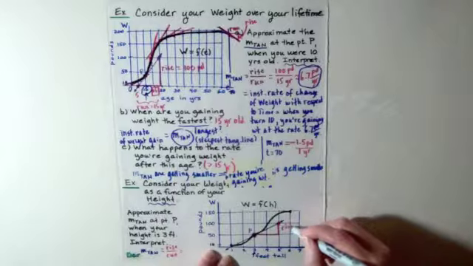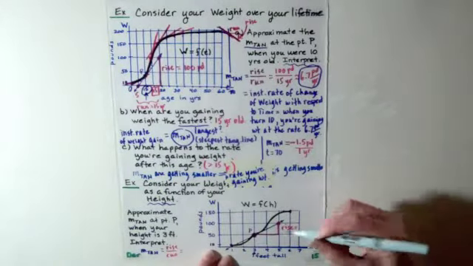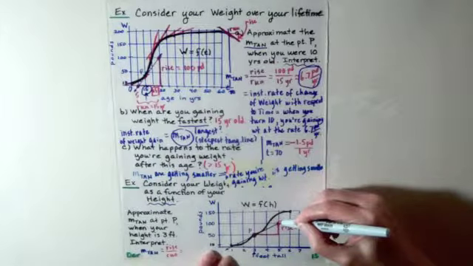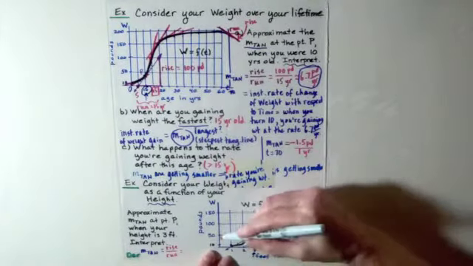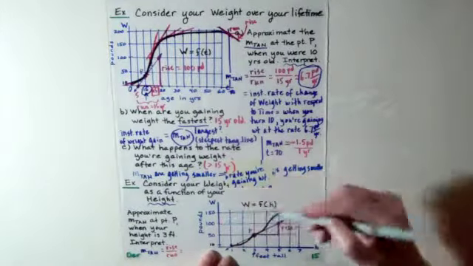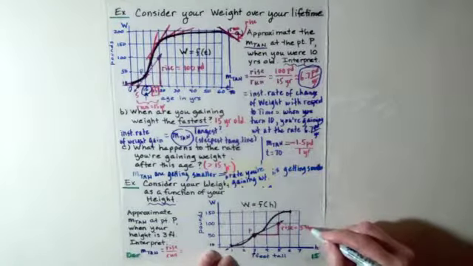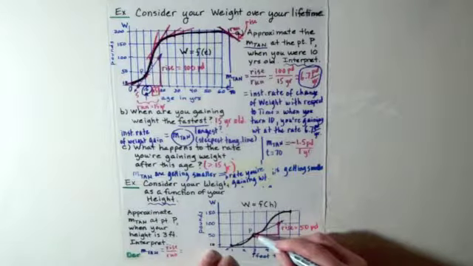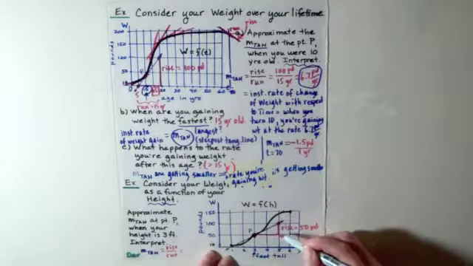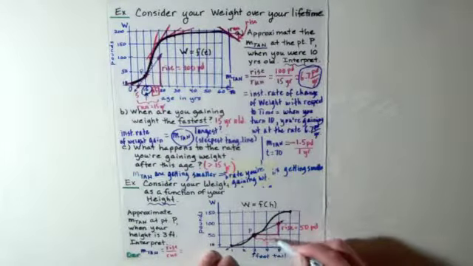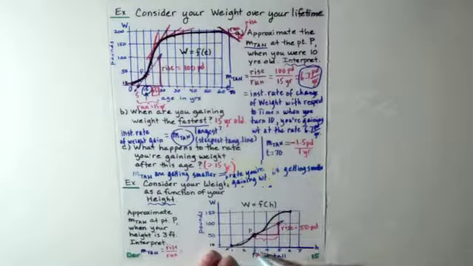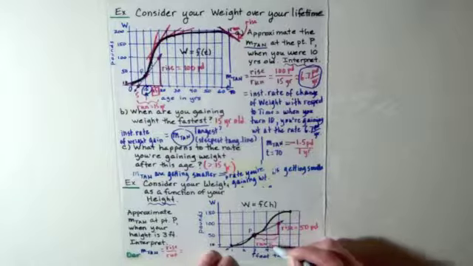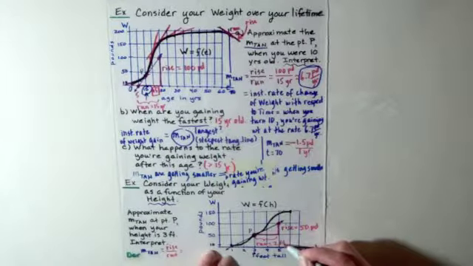I want to figure out the rise of this line. Well, it looks like as I go from here to here vertically, I'm going from 50 to 100, so the rise is 50 along the pound scale. And the run, I'm going from here to here, so the run is going from 3 feet tall to 5 feet tall. It looks like that is a change of 2 feet.